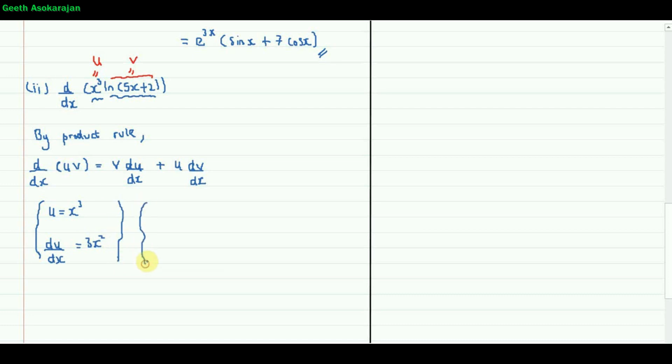So let's do a side calculation for dv over dx. So v is ln 5x plus 2, and let's differentiate that using the chain rule. Dv over dx would be 1 over 5x plus 2 multiplied by the derivative of 5x plus 2. So this is a result of applying the chain rule.